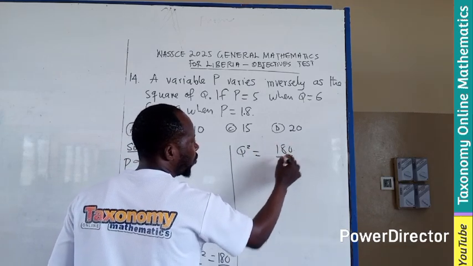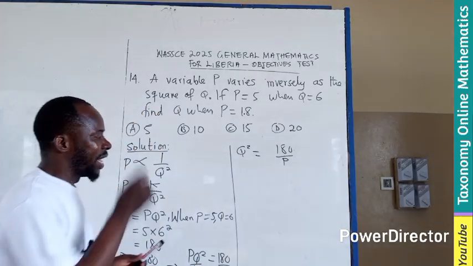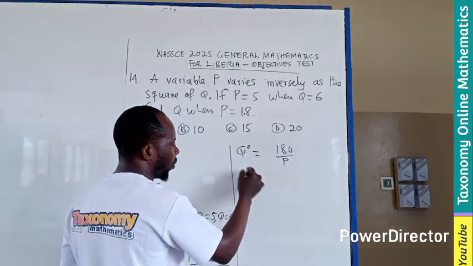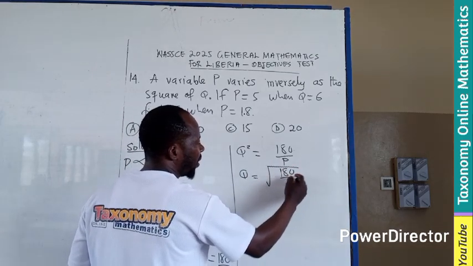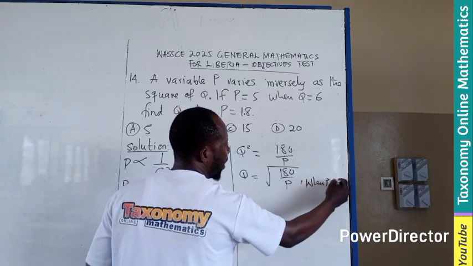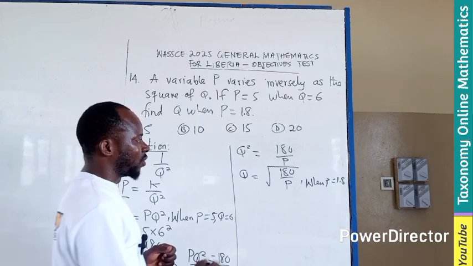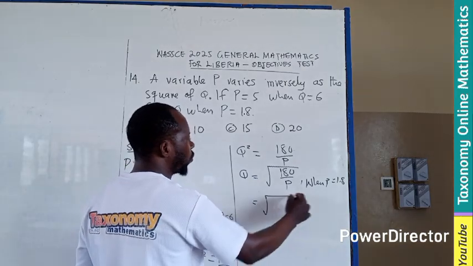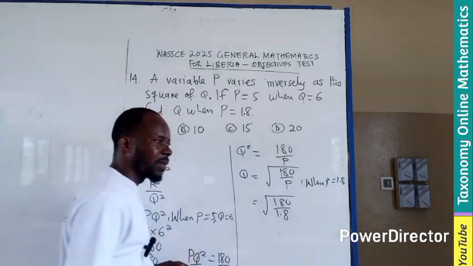I think I am used to degree, so I keep on writing degree. Now, let's see. We need the Q itself. So that means Q will be equal to the root of 180 divided by what? P. So when P now is 1.8, we need to know the value of Q when that is solved. So let's go. The root of 180 divided by 1.8.